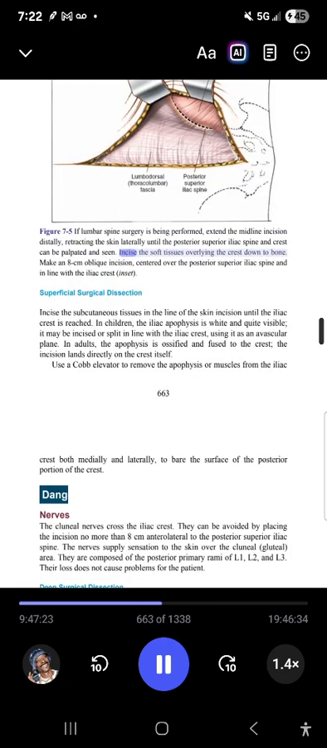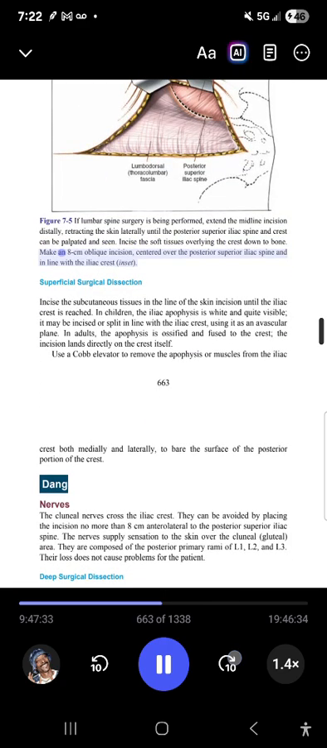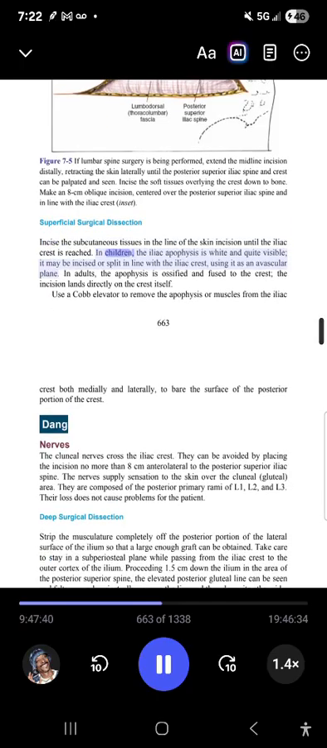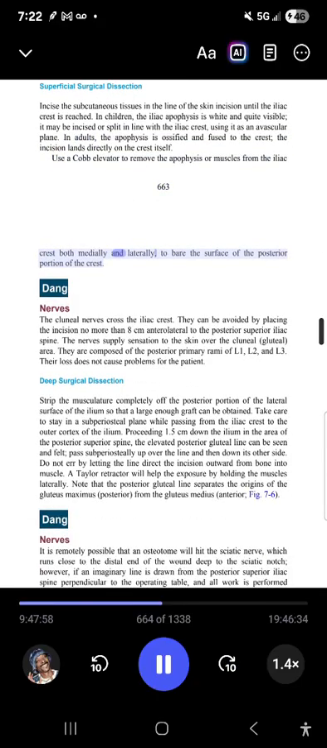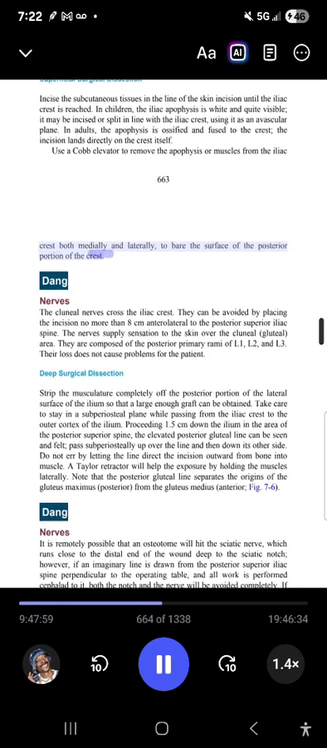Incise the soft tissues overlying the crest. Make an 8 cm superficial incision. In children, the iliac apophysis is white and quite visible. It may be in adults. Incise the crest both medially and laterally to bare the surface of the posterior portion of the crest.